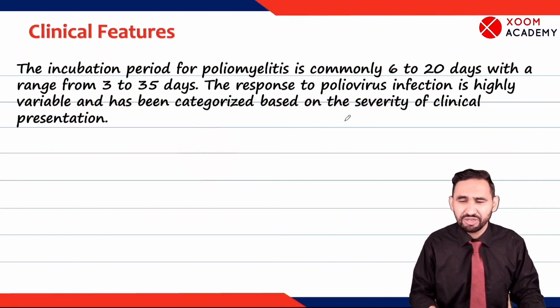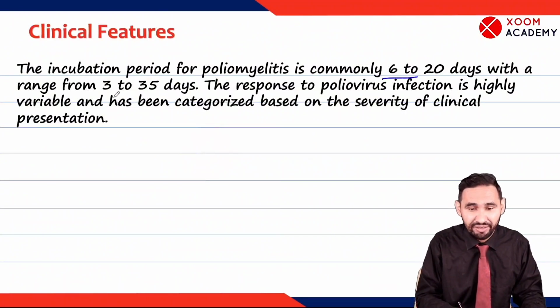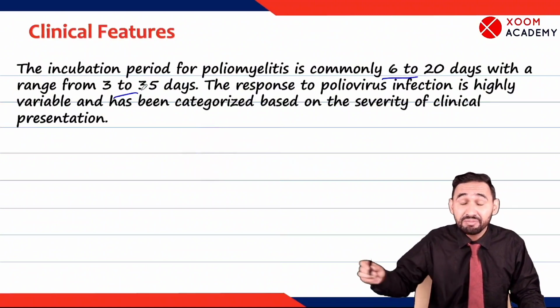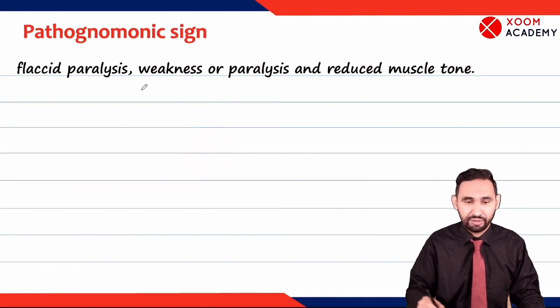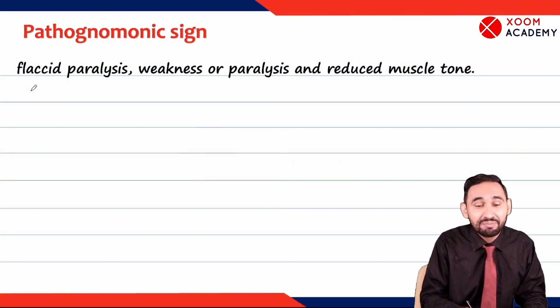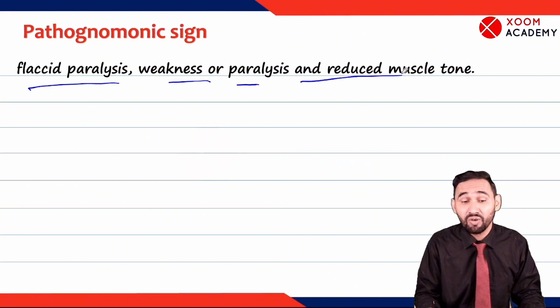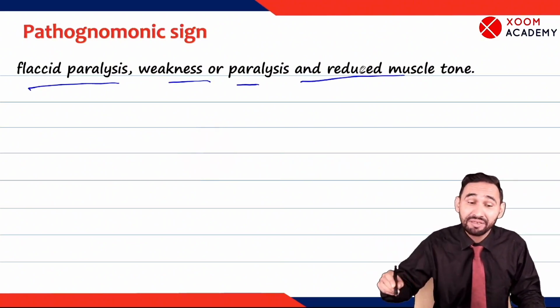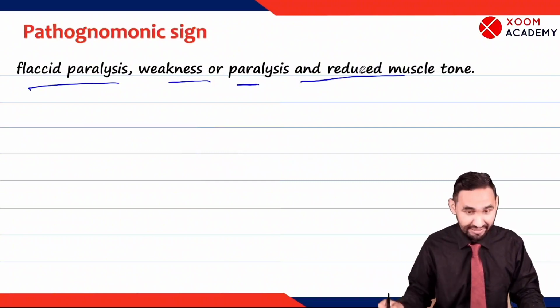Polio has an incubation period of 6 to 20 days. It may range from 3 to 35 days. It depends on the response. It depends on viral load. Clinical presentation depends on viral load. The pathognomonic sign is flaccid paralysis: weakness or paralysis and reduced muscle tone. So you have to remember flaccid paralysis. It is a common MCQ that the pathognomonic sign of polio is flaccid paralysis.